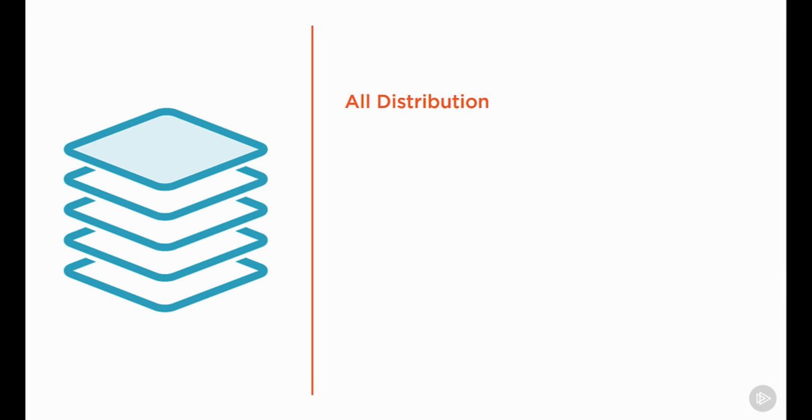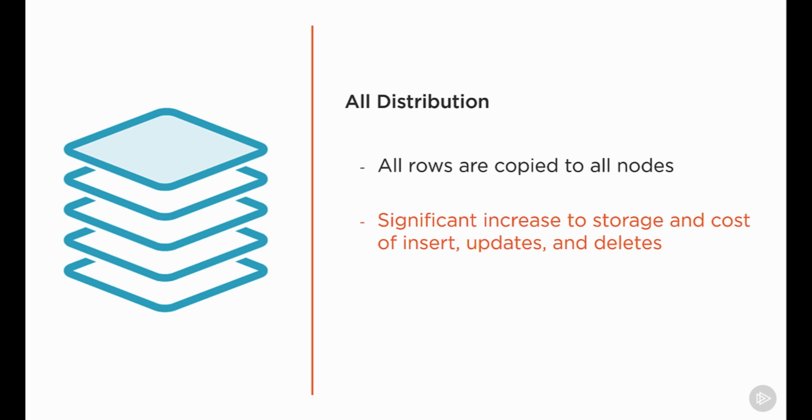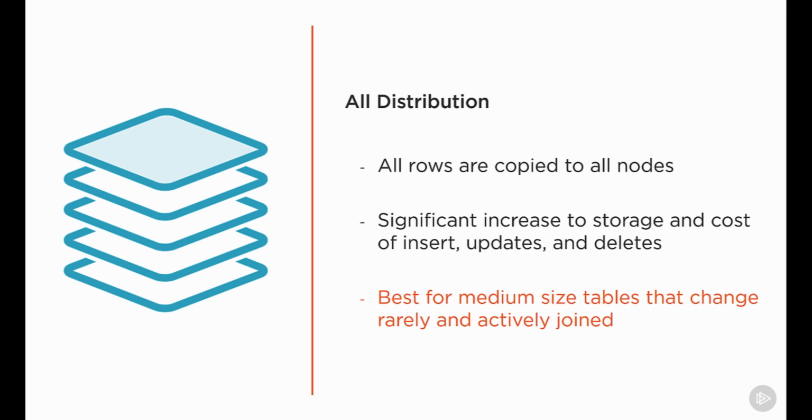And finally, all distribution. This indicates that you want each node to preemptively have a full copy of the table. As you can imagine, this could create a very large storage requirement, as well as creating a very large resource impact on all future inserts or updates to that table. This would systematically put a load on every node in the cluster with each new change to the table using an all distribution. All distribution then is best left for medium-sized tables that don't change often, or preferably at all, and are widely joined to many other tables.